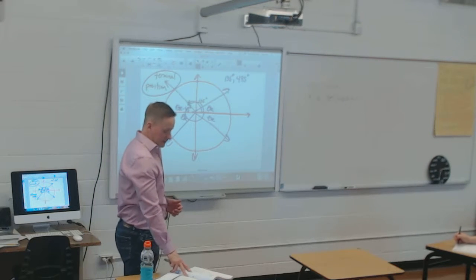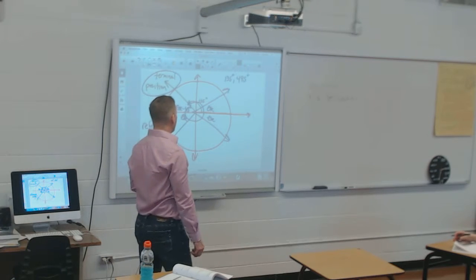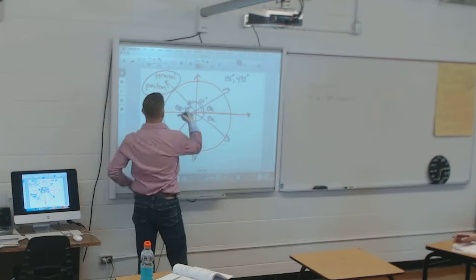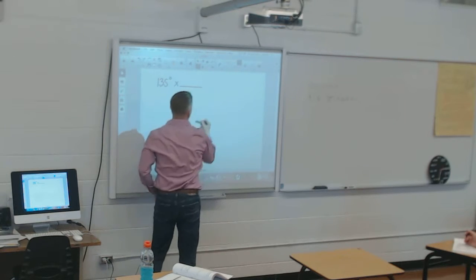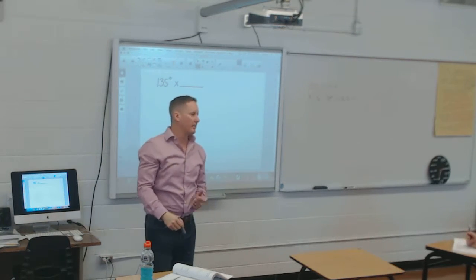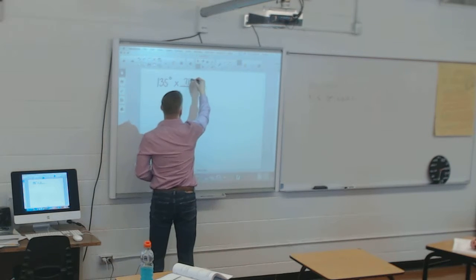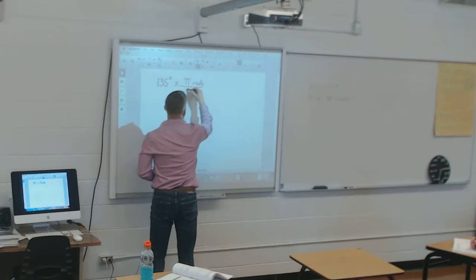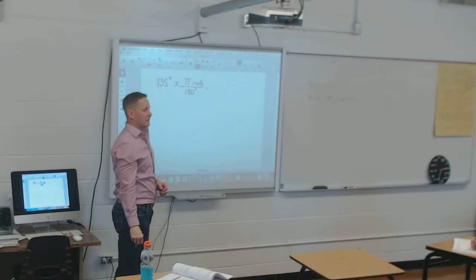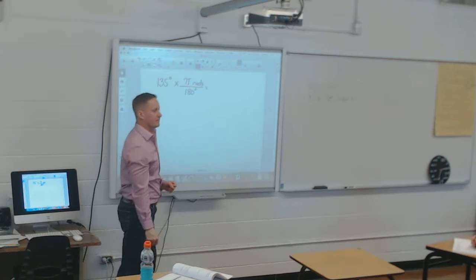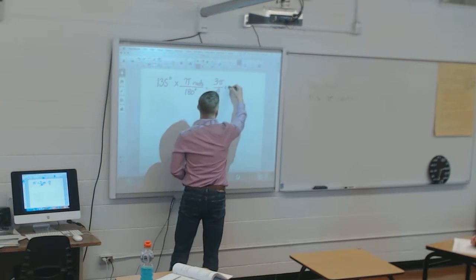Okay. Now it says, draw each angle in standard position, convert each degree measure to radian. So how do I change it to radian measure, 135 degrees? The same way I convert miles to kilometers. Pi radians over 180 degrees. And then reduce your fraction. 3 pi over 4 rads.